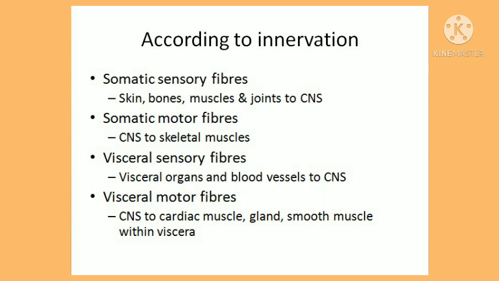According to innervation, they are classified into somatic sensory fibers, somatic motor fibers, visceral sensory fibers, and visceral motor fibers. Somatic sensory fibers convey impulses from skin, bones, muscles, and joints to the central nervous system. The somatic motor fibers carry impulses from the central nervous system to the skeletal muscles. The visceral sensory fibers convey impulses from visceral organs and blood vessels to the central nervous system. Visceral motor fibers carry impulses from the central nervous system to cardiac muscles, glands, and smooth muscles within the viscera.